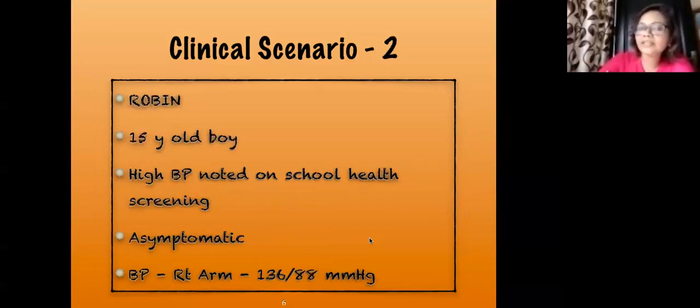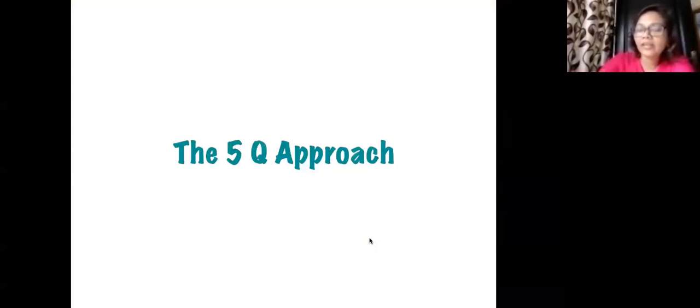Number 2, here is a 15-year-old boy. He was noted to have high blood pressure on school health screening. He is absolutely asymptomatic. He is being referred to you for further assessment. You measure his BP and you find it 136/88 in the right arm. 2 common or perceivable clinical scenarios, I'm sure most of you will be able to connect. So how do we evaluate these 2 scenarios using the 5-question approach?